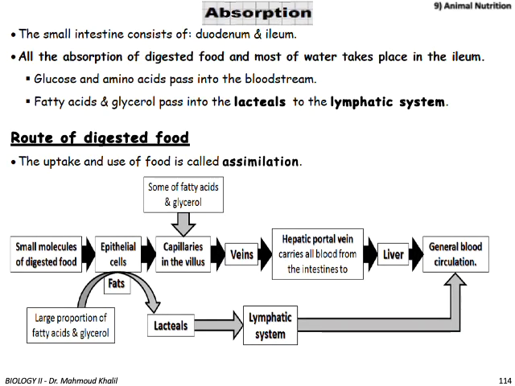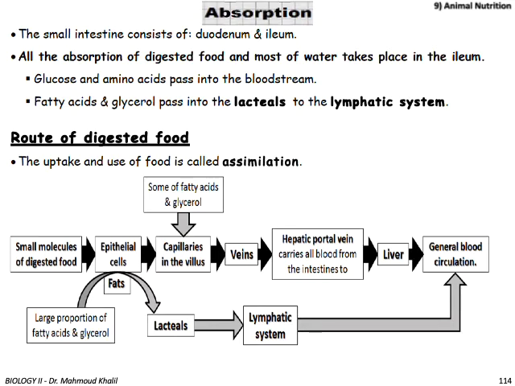So if we want to summarize the route of digested food, as we said before, the uptake and use of food is called assimilation. The small molecules that have been digested enter the epithelial cells. From the epithelial cells they move to capillaries in the villus, then to the vein, then to the hepatic portal vein, which carries blood to the liver, and then to the general blood circulation. So the liver acts here as a stage for detoxification of the food coming from the intestine.